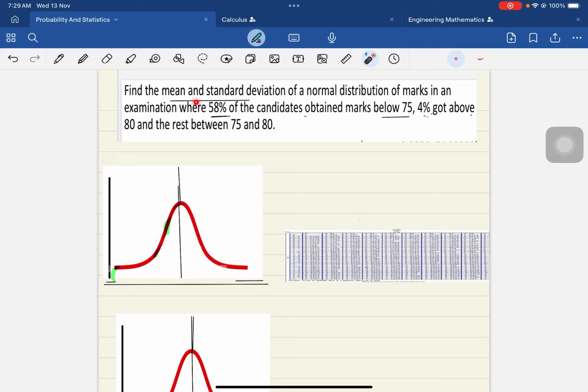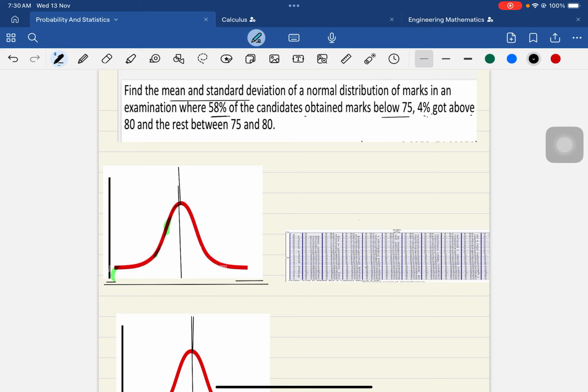Find the mean and standard deviation of a normal distribution of the marks in an examination where 58% of the candidates obtained marks below 75. That means the percentage of the students who have scored below 75 is 58%. And 4% got above 80 and the rest between 75 and 80. So try to understand the question properly.